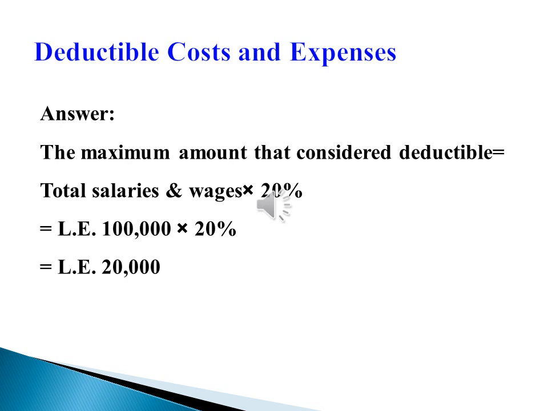Answer. The maximum amount that is considered deductible equals total salaries and wages of employees times 20%. 100,000 livres Egyptian times 20% amounted to 20,000 livres Egyptian. Then 20,000 livres Egyptian out of 25,000 livres Egyptian is considered deductible.